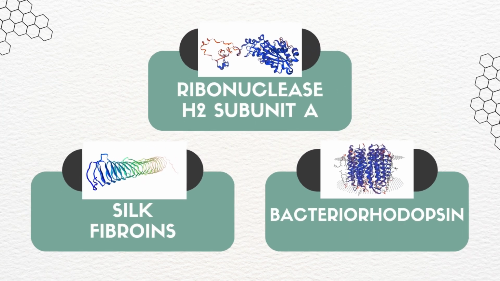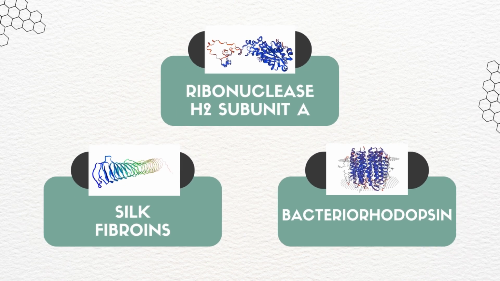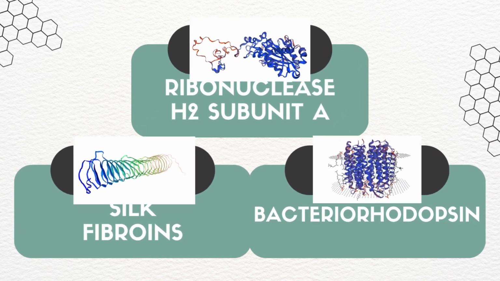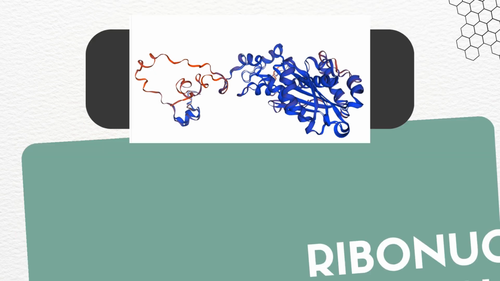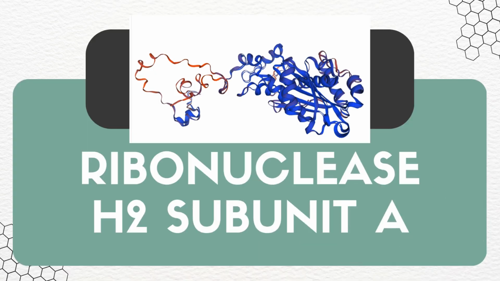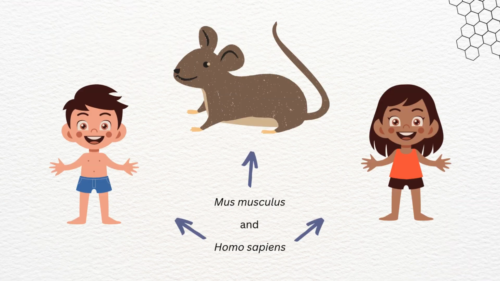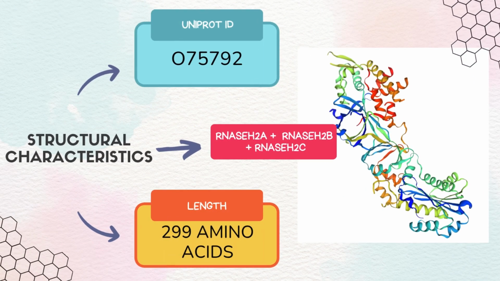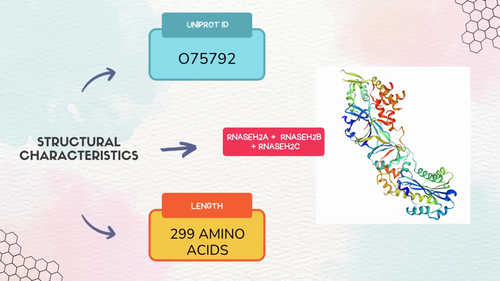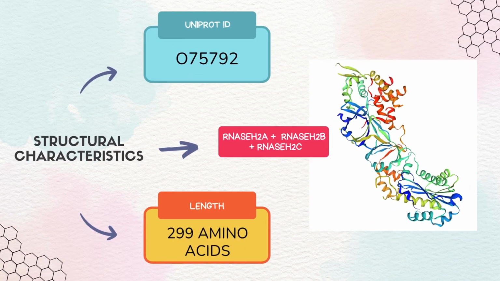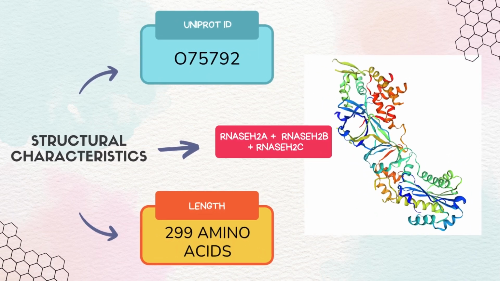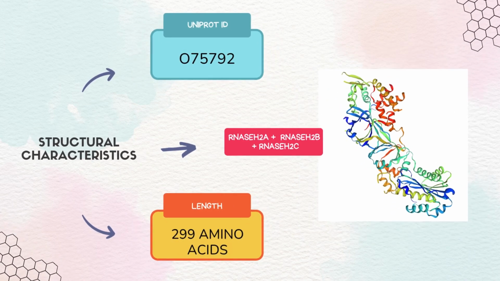For example, here are the 3 proteins that were generated from the earlier steps. The first one is ribonuclease H2 subunit A. This protein can be found in eukaryotic organisms including humans and mice. The UniProt ID for this protein is O75792 with a length of 299 amino acids.